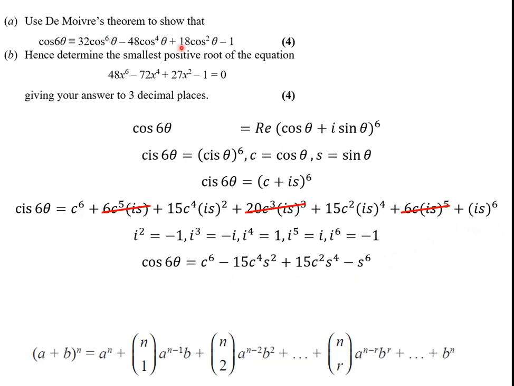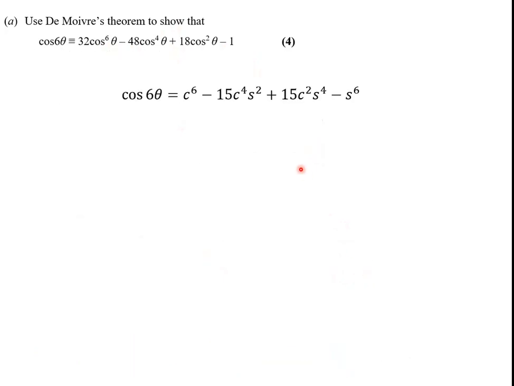But I want it all in terms of just coses, not coses and sines, so I'm going to have to do a bit of work on it. Use sine squared is 1 minus cos squared, so that term's alright. But this one, I'll write as C to the power of 4, and then 1 minus C squared, sine squared, 1 minus cos squared.